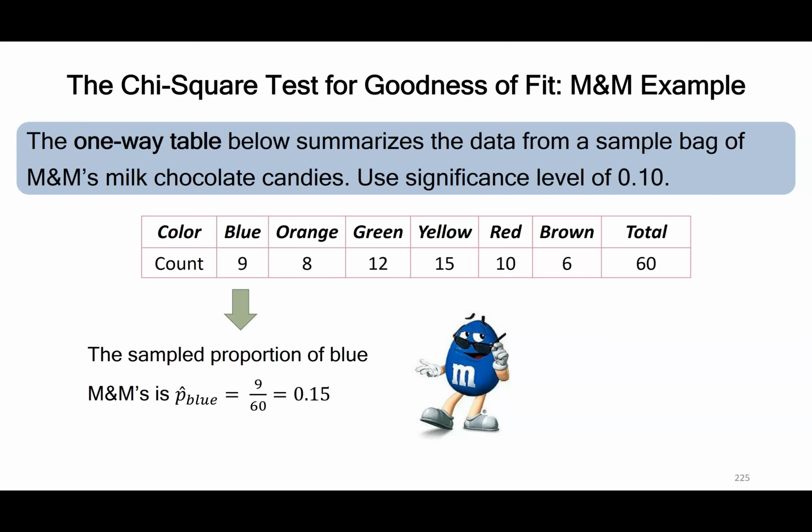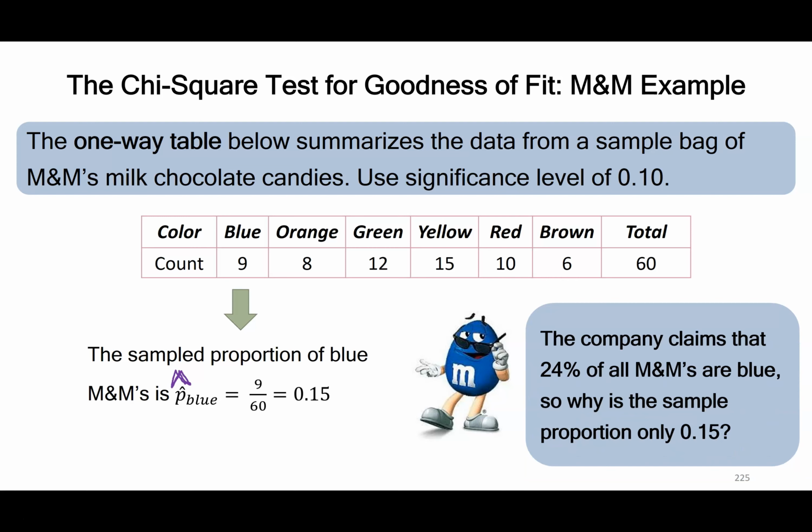If I want to look at my sample proportion, so the proportion of the M&Ms in my bag that are blue, so p hat. So we have a hat here, because it's from the sample. It's 9 out of 60, which is 0.15. So the company is claiming that 24% of all of their candies are blue. So what's up with there being 0.15 in this sample? You know, is that off enough to make alarm bells go off? Do I believe them or not?